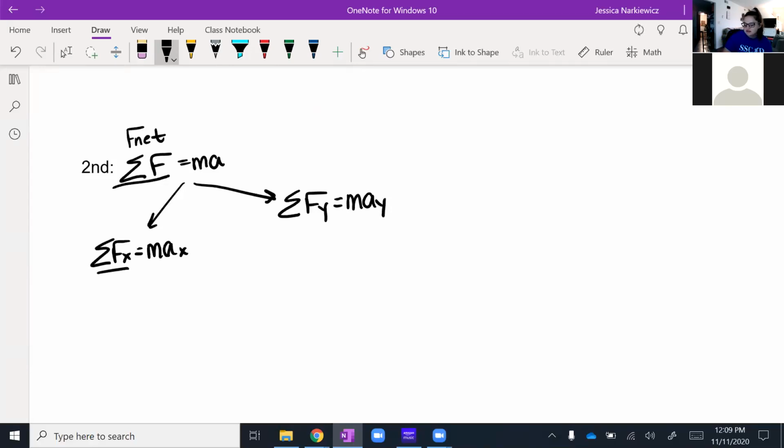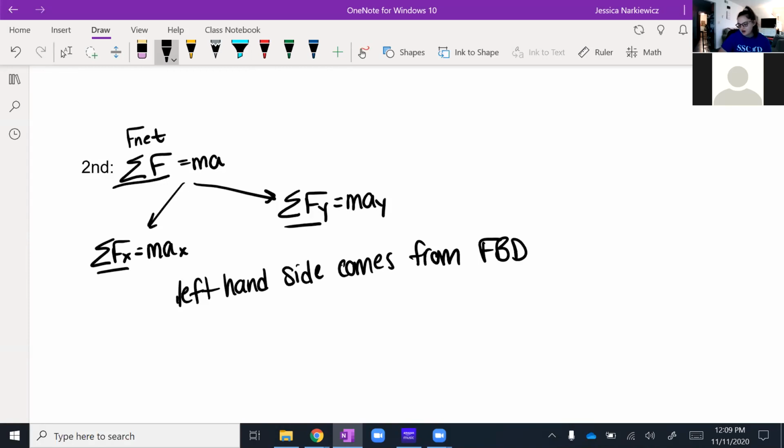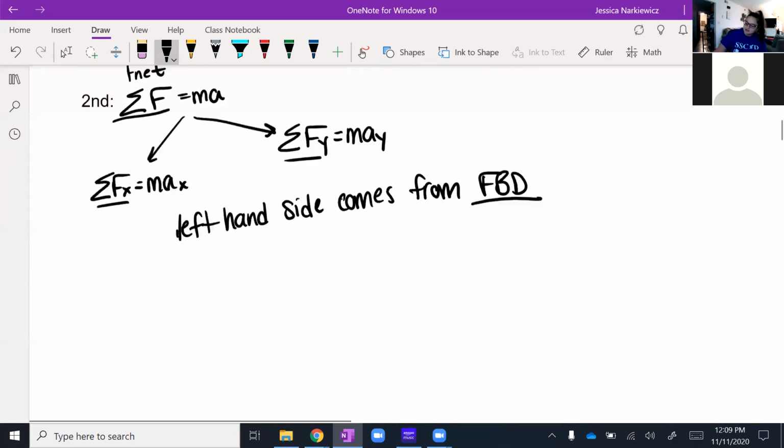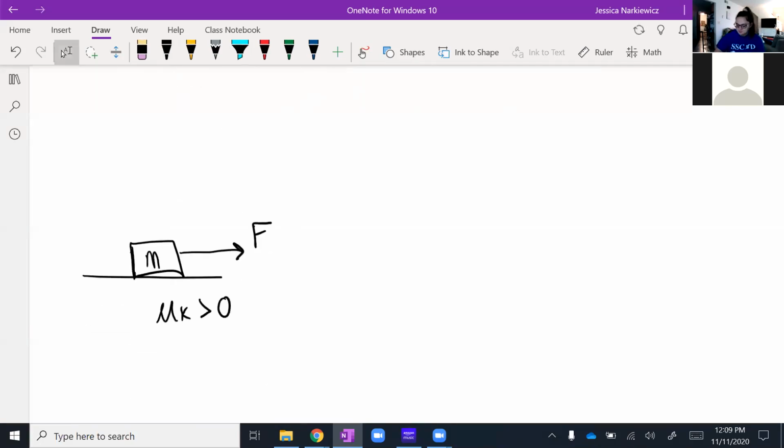Now this left-hand side here comes from our free body diagrams. So we can figure out what to put in for the net force in the x direction and what to put in for the net force in the y direction based on our free body diagram. So let's do some examples.